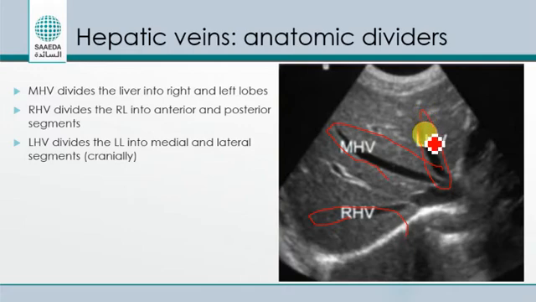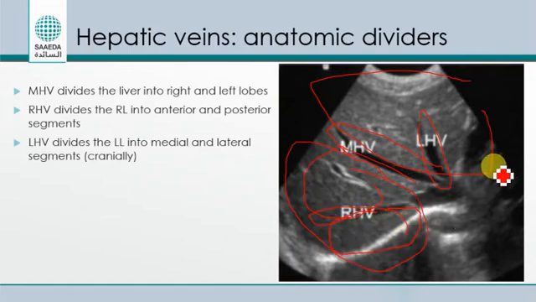The main hepatic vein divides the liver into left lobe and right lobe, okay? The right one divides it into anterior and posterior, and the left divides it into medial and lateral. So they are anatomic dividers. The middle hepatic vein divides it into left and right. The right divides it into anterior and posterior, and the left divides it into medial and lateral. Okay? This is the first step in the anatomical localization.